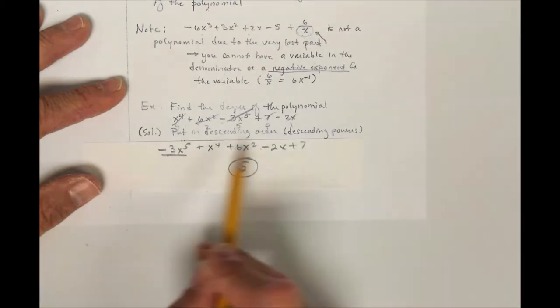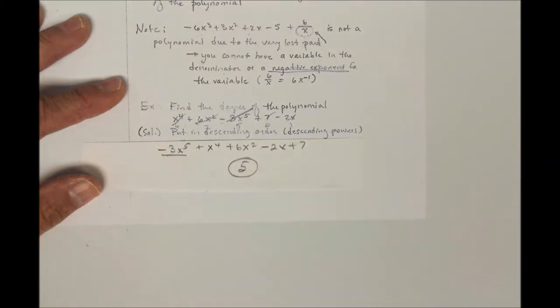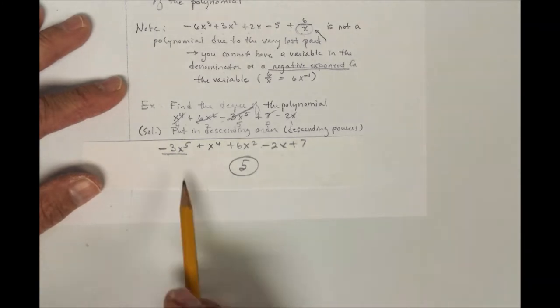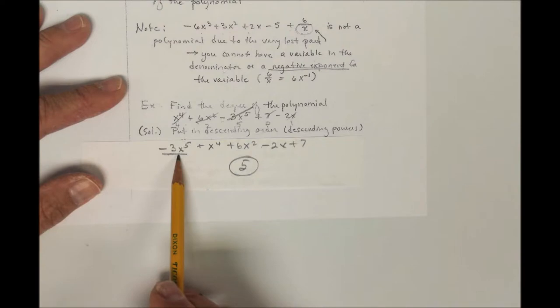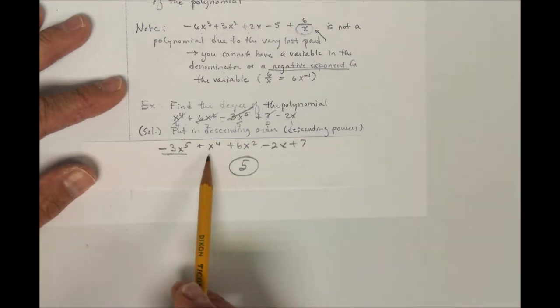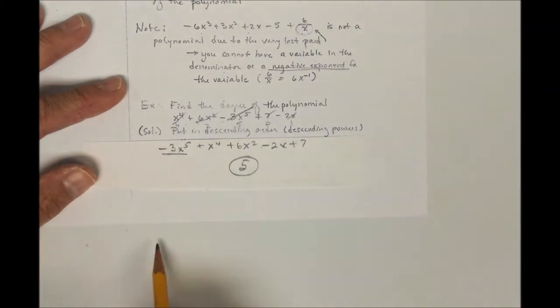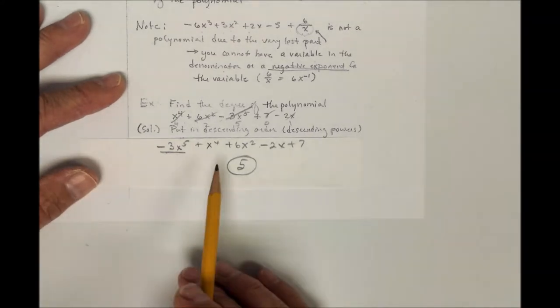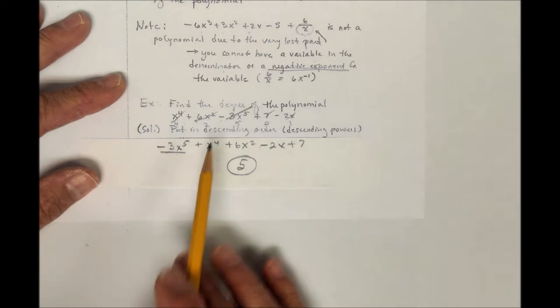Now, if you have like terms, then you have to combine. You combine your like terms before you state the degree, because what might happen is you might have two like terms. Let's say I have a negative 3x to the fifth, and one of my terms was a positive 3x to the fifth. They would cancel one another out. They'd be opposites. So make sure you combine like terms prior to stating the degree of a polynomial.